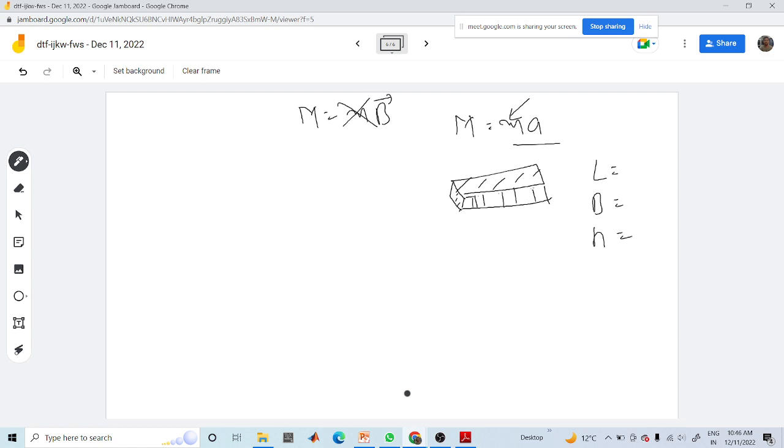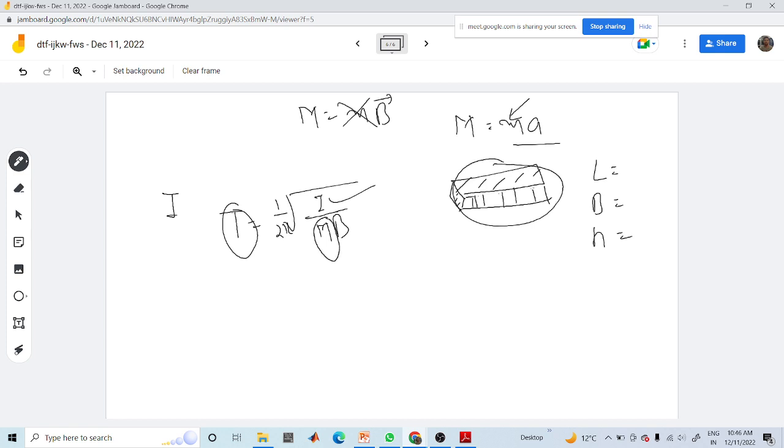So we know that the time period equals 2 pi under root I upon mB. The time period is given, and the moment of inertia we can calculate from here. B is already given, so we can calculate m from here. Whatever formula I have written, we know I, we know B, we know T, so we can calculate m.